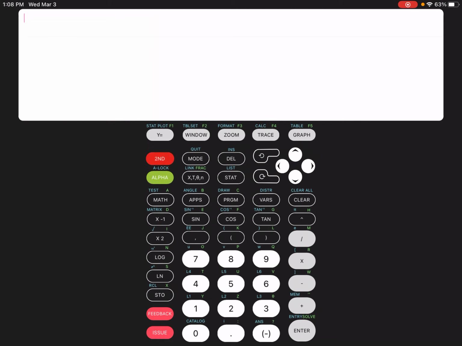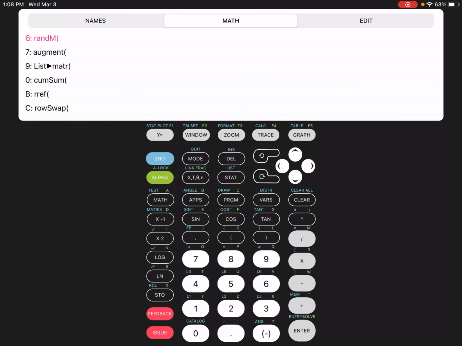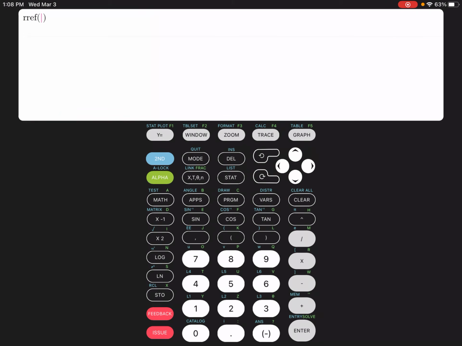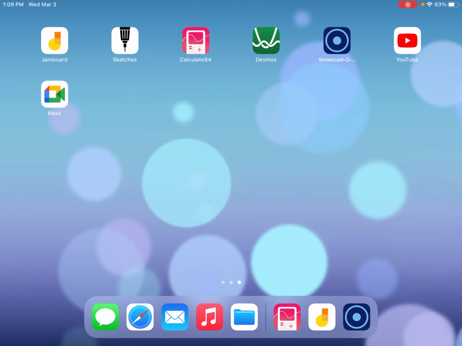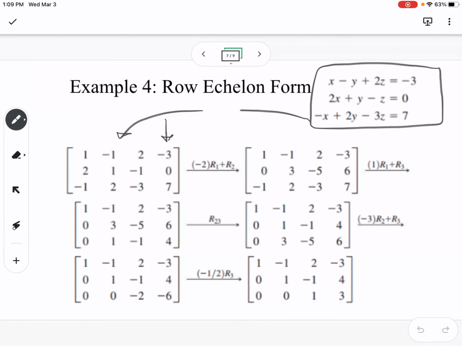I'm going to go back to my matrix menu, and go over to math, and then if we arrow down all the way to B, you see the RREF. So I'm going to do that, hit second, X to the -1. I'm going to tell it I want to find the reduced row echelon form of matrix A, and look, I get the same answer. So I'm showing you how to do this multiple ways depending on the technology that you're using. Okay, so back to our examples.